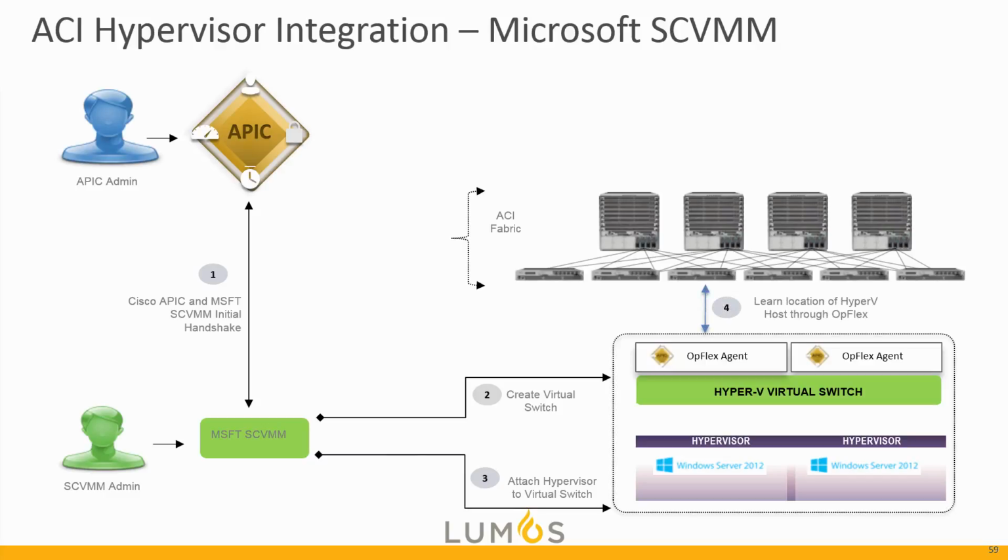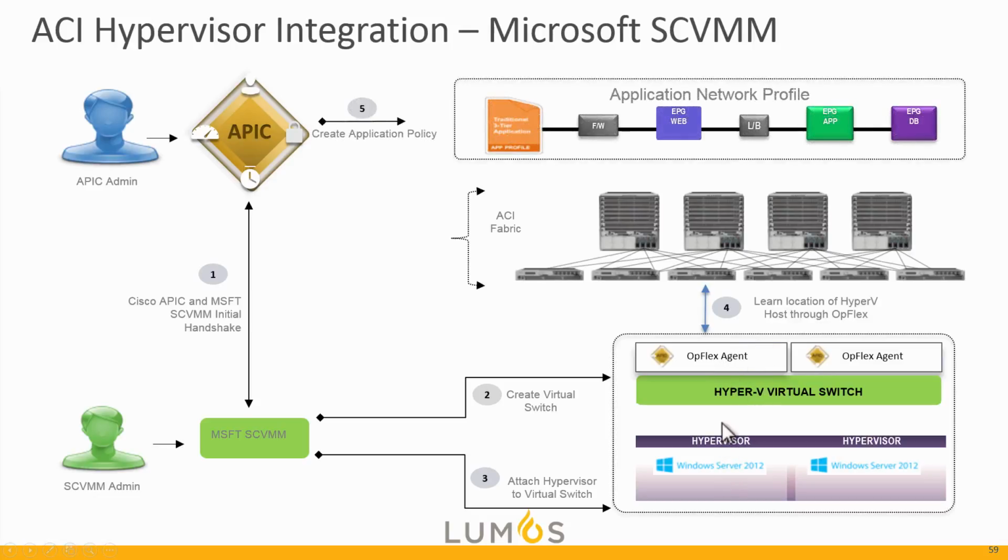Now, ACI will learn the location of the Hyper-V through the OpFlex protocol, because that information is going to be told back to APIC, and APIC is going to learn that through OpFlex. And there's an OpFlex agent that's essentially running on each hypervisor.